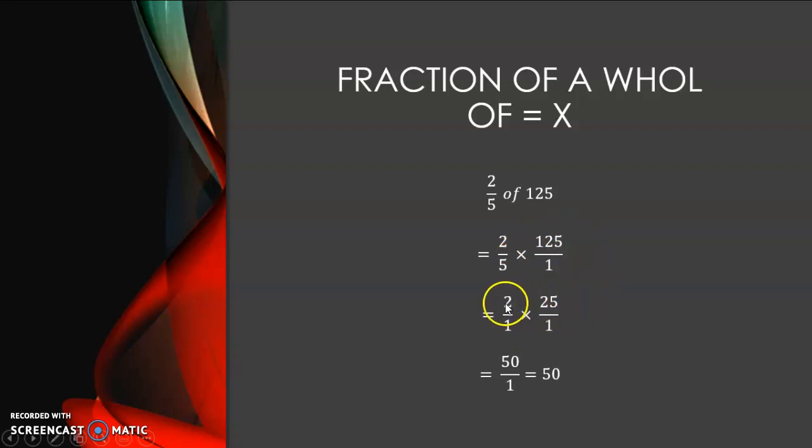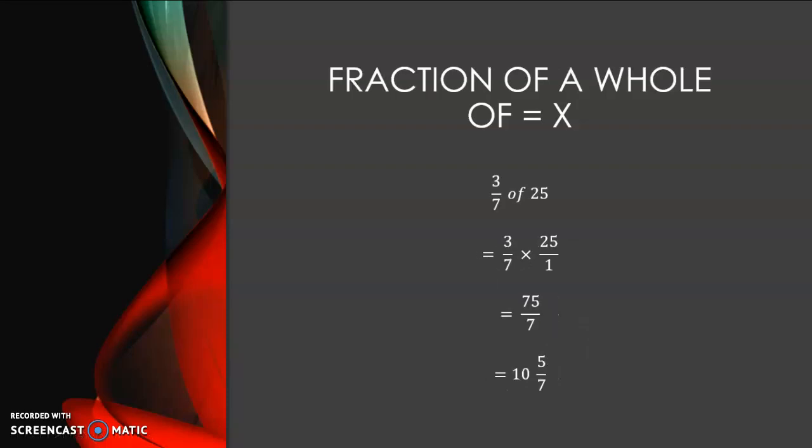Now I still need to multiply them out. 2 times 25 is 50. 1 times 1 remains 1. And my answer is 50. So 2/5 of 125 will be 50.